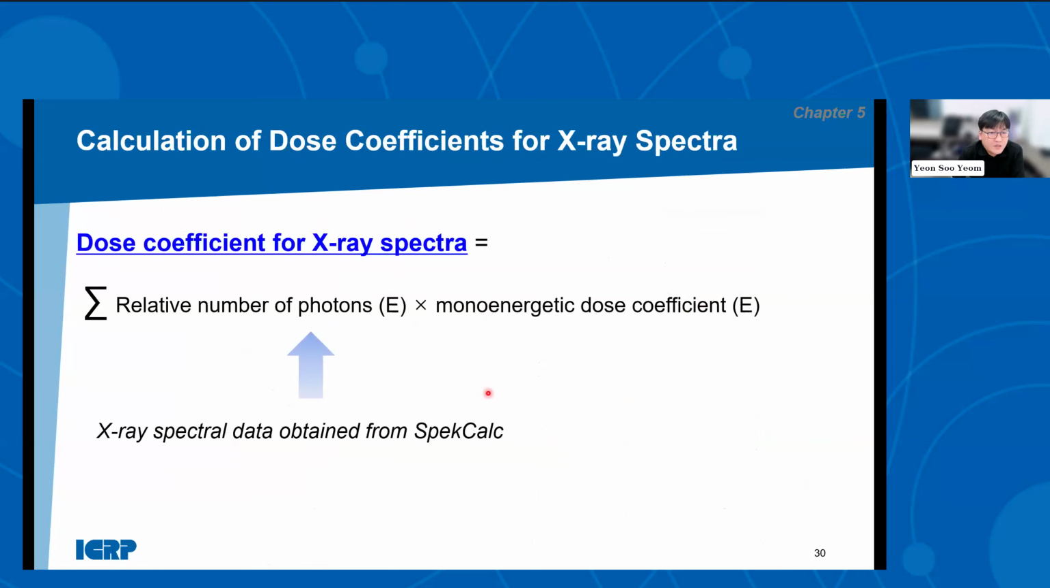Spectral dose coefficients can actually be easily calculated by convolution of the previously calculated monoenergetic dose coefficients with the relative number of photons for each energy, which can be obtained from X-ray spectra. So the calculation is very straightforward.